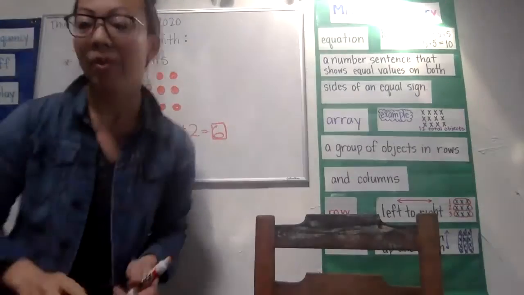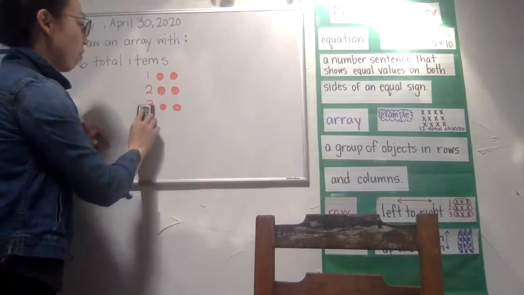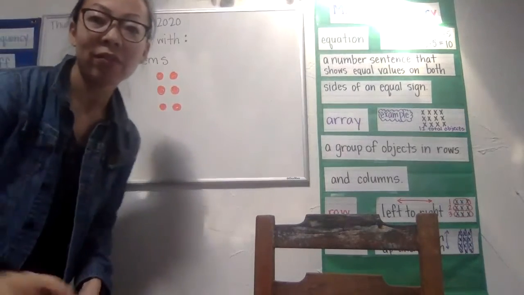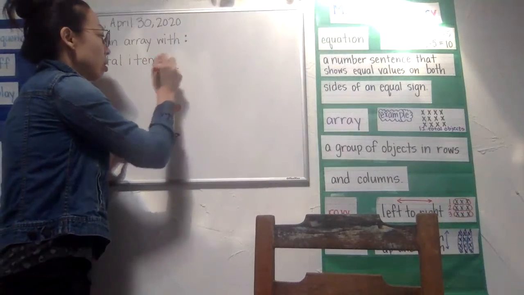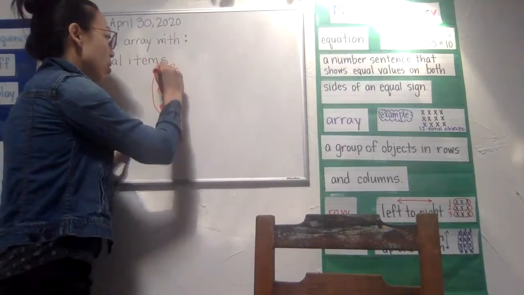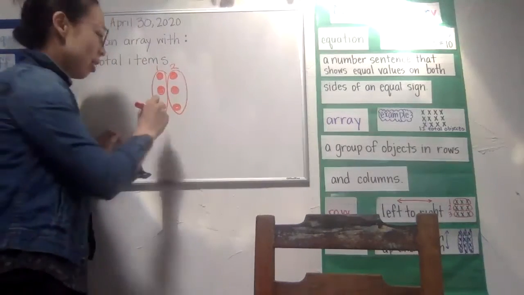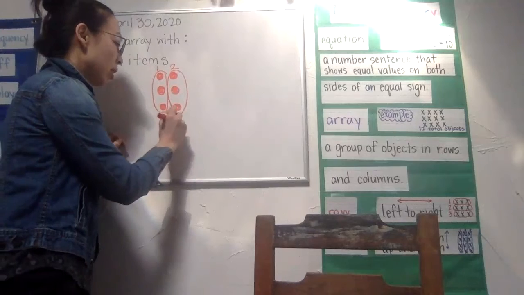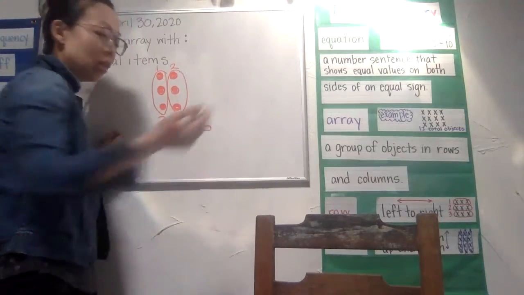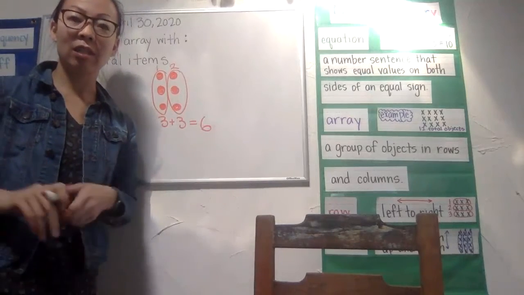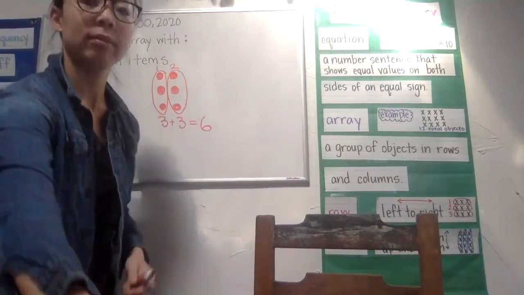Scholars, guess what? There's another way that we can count these. That was if I had 3 rows, but what if instead of 3 rows, I want to look at my 2 columns? Well, scholars, how many are in each column now? You got it. We have 3. So we'll write the equation 3 plus 3 equals 6. Still the same sum. It still has 6 total items in this array.